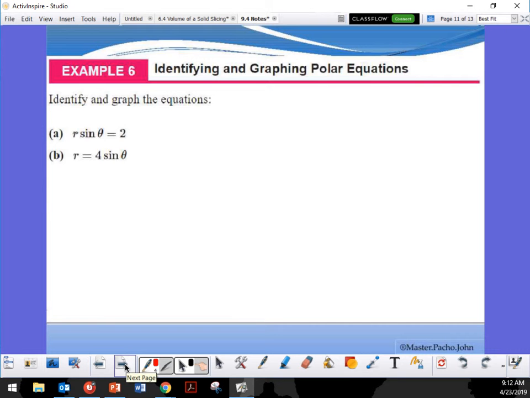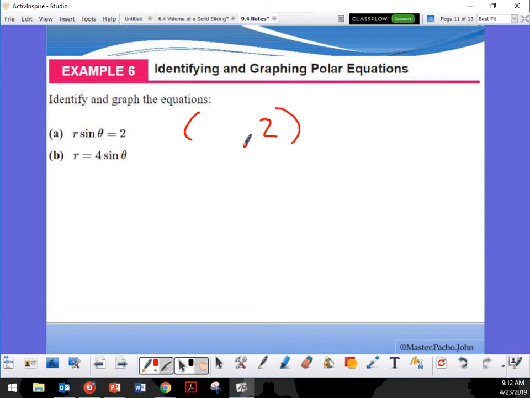No, there it is. Okay. Identify and graph the equation. So we have r sine theta equals 2. Okay. r sine theta equals 2. So that means that is my y value, right? So I'm going to get that my y value is going to be 2, so that's going to give me my direction. So it's going to be up 2.